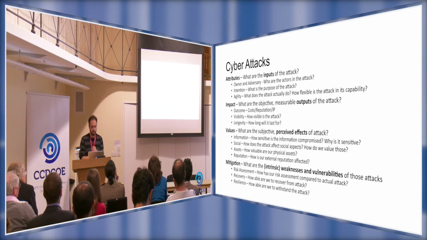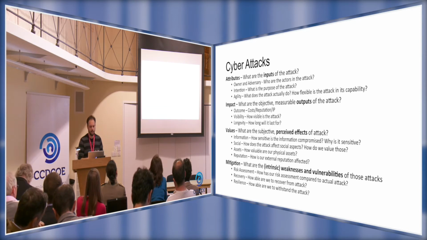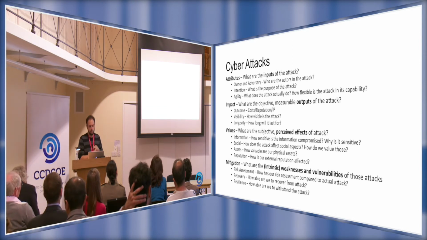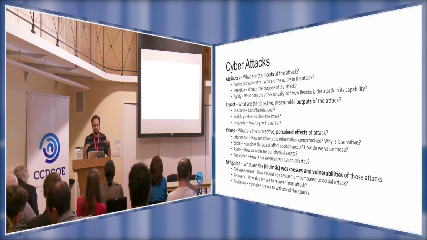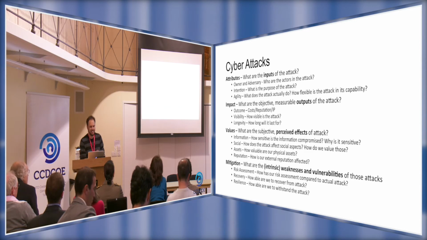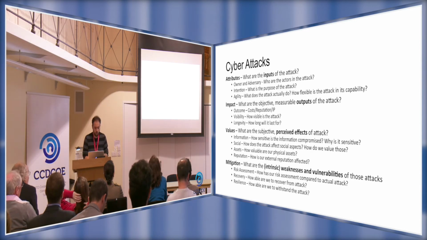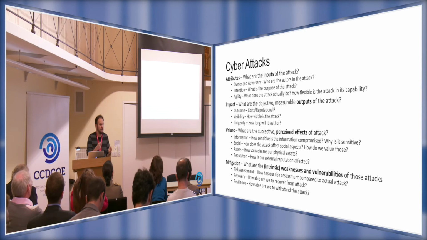So the model essentially tries to break down things in terms of very broad categories. One is looking at the attributes. So what are the inputs of the attack, and then what are the outputs of the attack? What are the perceived effects of an attack? What I mean by that is, what values are we placing on an attack? So for instance, the fact that the Coca-Cola recipe has been stolen, what does that mean, right? It's just a piece of information, right? But it's not. It's important for someone, and for them, that piece of information is vital. But there's also looking at the weaknesses and vulnerabilities of those attacks.